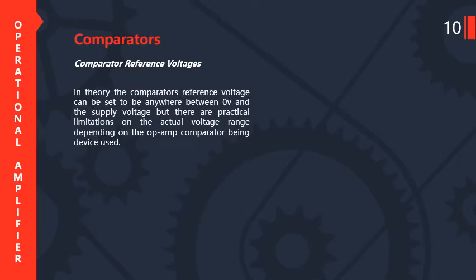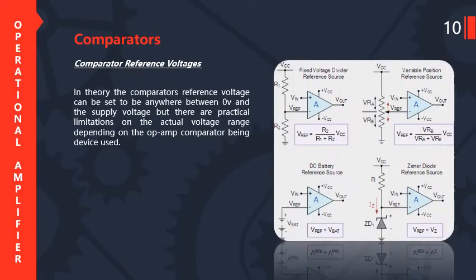Next is the comparator reference voltage. So in theory, the comparator reference voltage can be set to be anywhere between 0 volts and the supply voltage, but there are practical limitations on the actual voltage range depending on the operational amplifier comparator device being used.